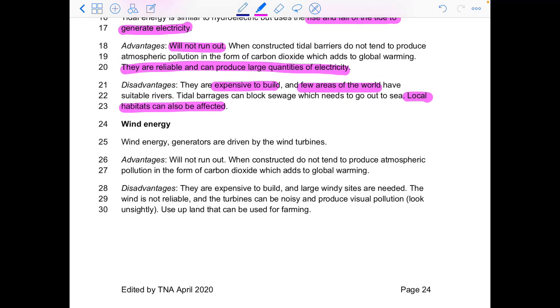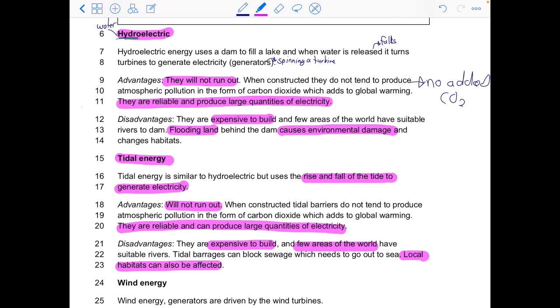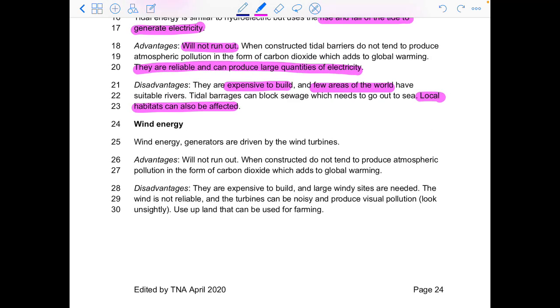Next, we're going to look at wind energy. So here, the wind makes the blades spin, which again spins that turbine, letting us generate electricity. So again, we're not going to run out of the wind. So we have wind energy, it won't run out, and also very low carbon emissions. So very low CO2. Again, they're expensive to build, but they are getting less and less expensive as we're building more of them. We're getting better at it. So that is becoming less of an issue.